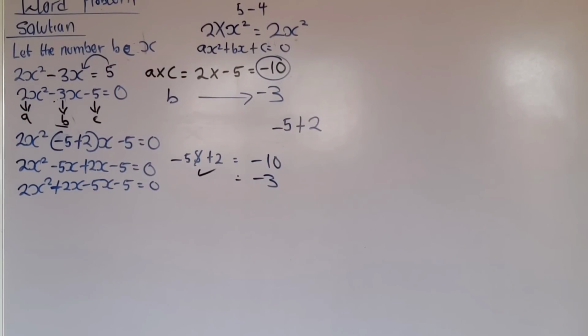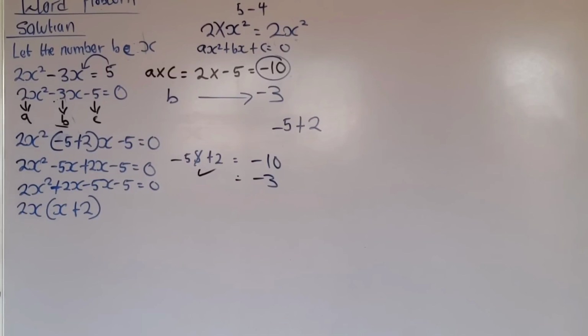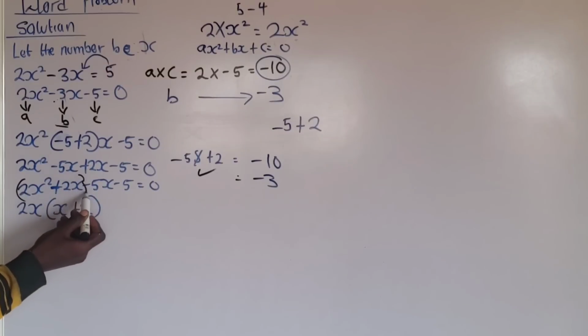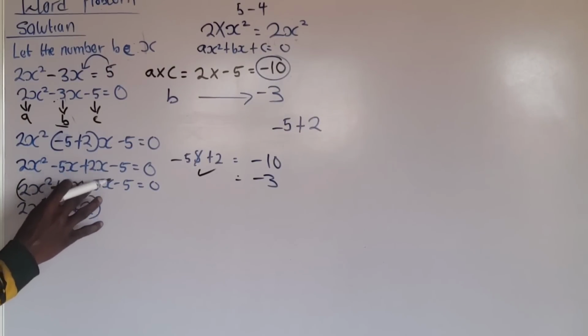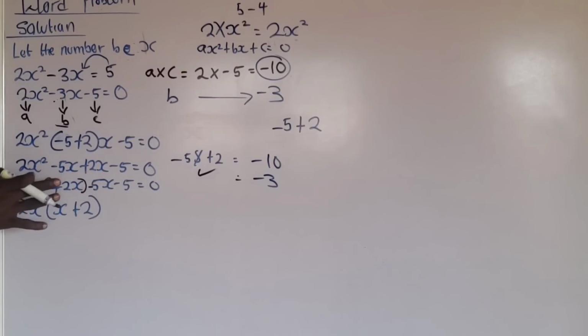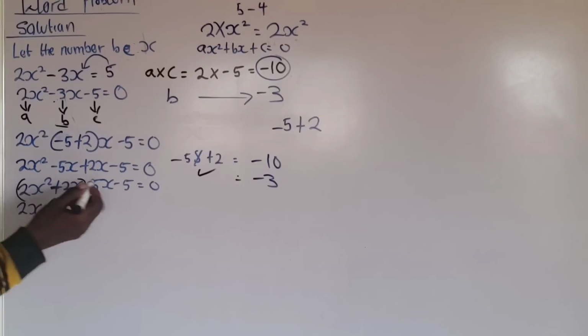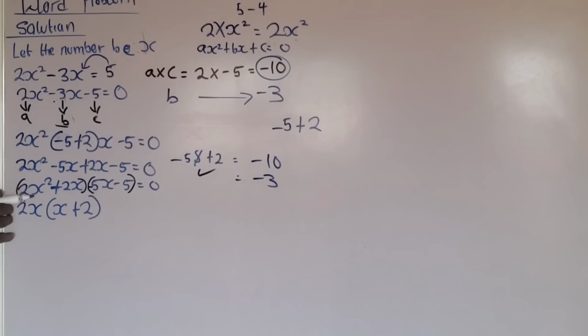Now, we can factorize. Here, I'm going to have 2x into bracket x plus 1. Let me divide the equation into 2. This is the first part and this is the second part. Now, when I got here, I factorize. What is common to 2x squared and 2x? What is common is 2x, you understand?